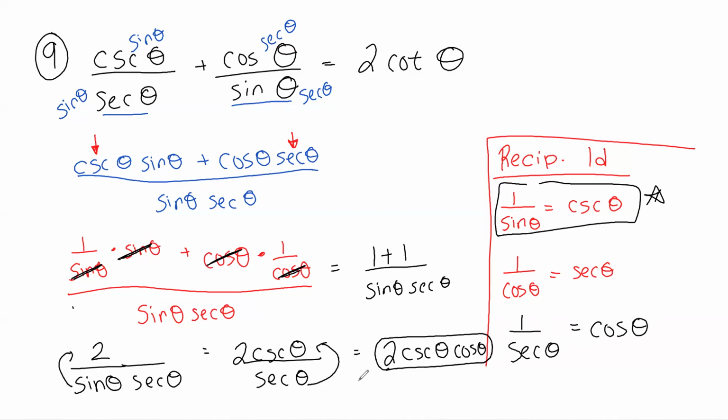The order can be changed, by the way. You could have 2 cos theta cosecant theta. It doesn't matter because it's multiplied together and multiplication can be any order.